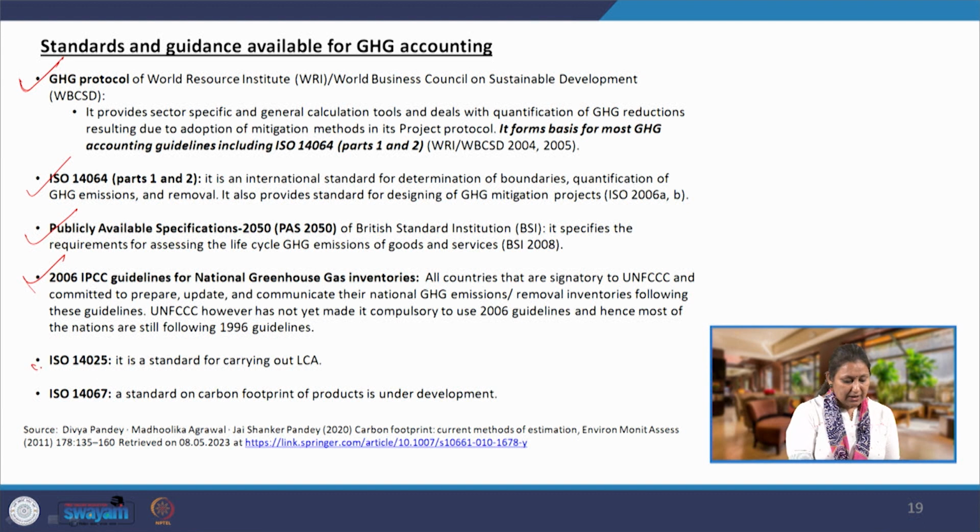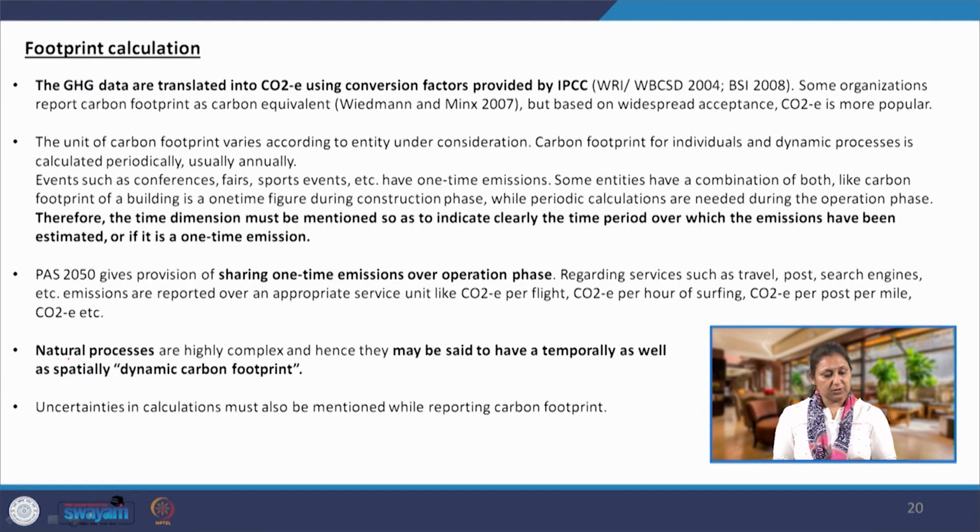We also have ISO 14025, which is a standard for carrying out life cycle analysis, and 14067, which is a standard on carbon footprints of products, and it is still under development. The inventories are getting made. Some of these we will read in upcoming lectures of week 3. When we are doing the footprint calculation, the GHG data, as I said, are translated into carbon dioxide equivalent, but not always. Sometimes it would just be taken as the carbon dioxide that is directly released, or the carbon that has been released, or the equivalent of that.